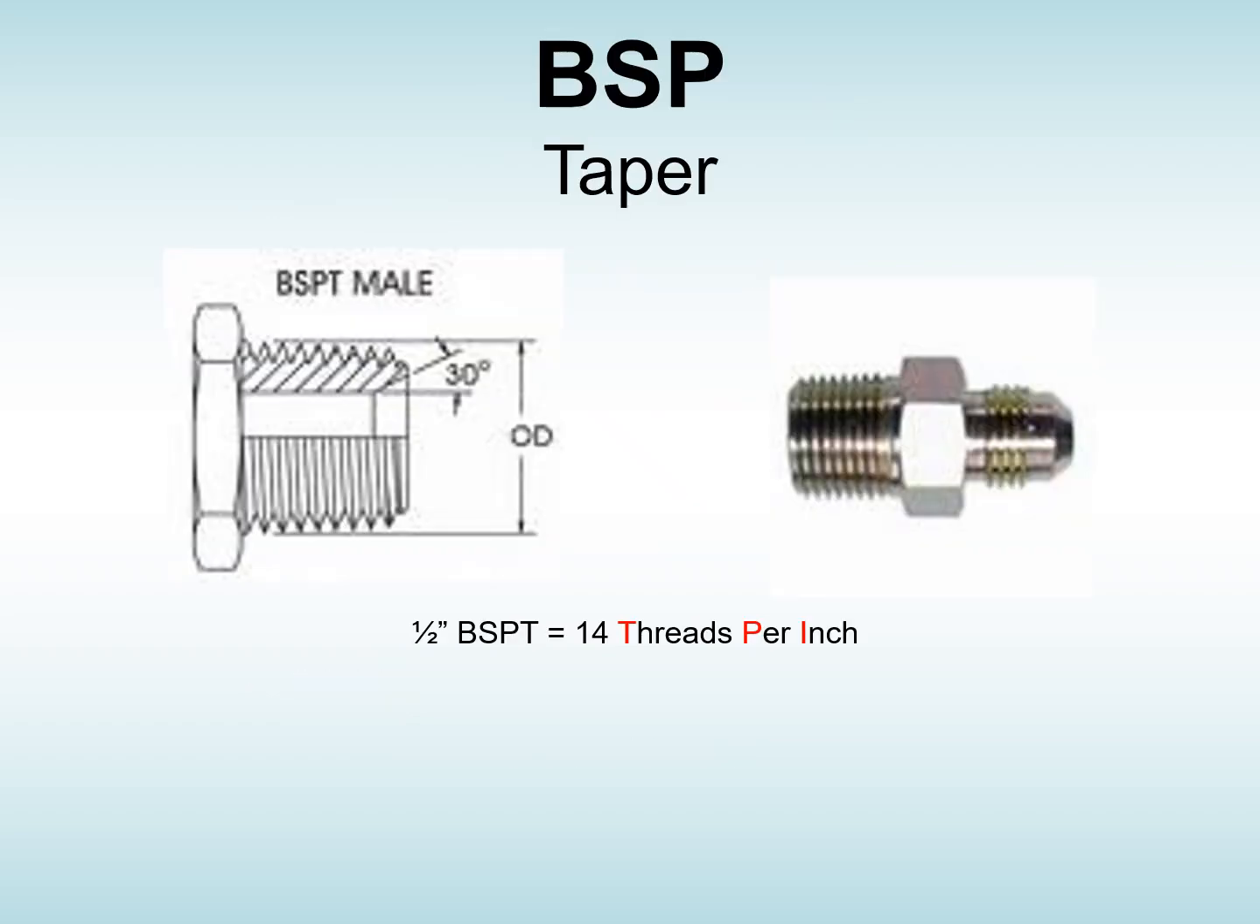BSP Taper. As you can see by the threads, they start off quite thick here and they taper down. And it's that tapering that does the sealing. Now, this is half-inch BSPT, and there's a picture of 14 TPI. The half-inch BSPT is the half-inch bore of the pipe diameter and not the OD as with copper.